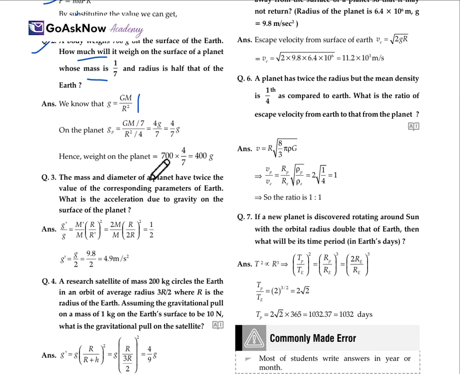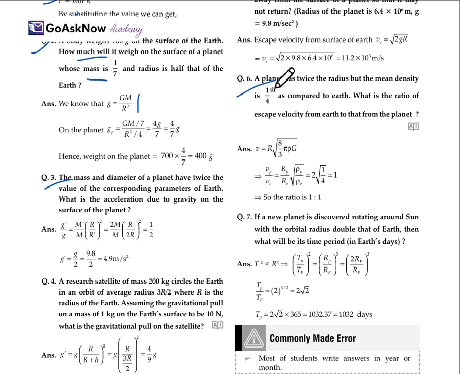The mass of a planet is the same and its diameter is twice that of the Earth. What is the acceleration due to gravity on the surface of the planet? So g' upon g equals m' upon m times r upon r' whole square. We substitute the values, m upon m and then r by 2r, whole square, and we get 1 upon 4. So g' would be equal to g by 4. This will be 9.8 upon 4. So we get the value in meter per second square.